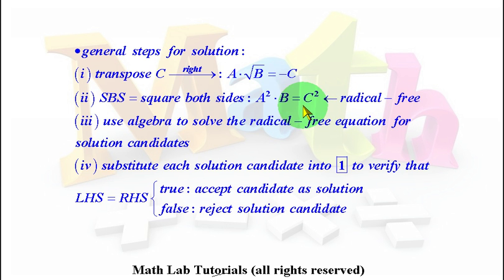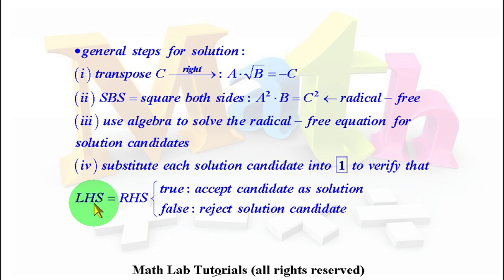Anyway, at this point, this equation over here is radical free, and we're all happy about that because we hate radicals. And at this point, step number 3 is to use algebra to solve the radical free equation. Of course, that's this one up here. We can use algebraic methods to solve this. And when we solve the squared equation, or the radical free equation, we get solution candidates.